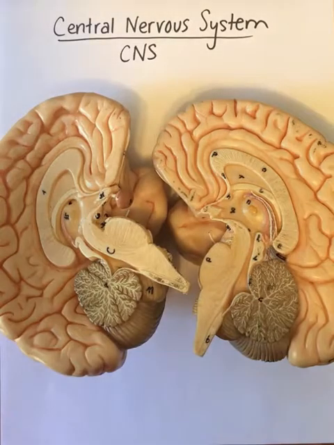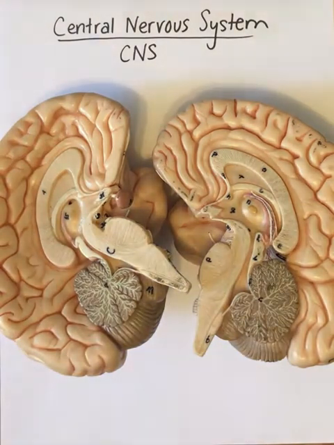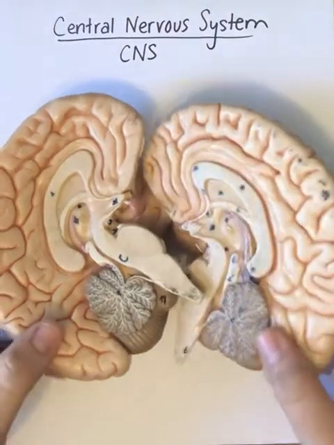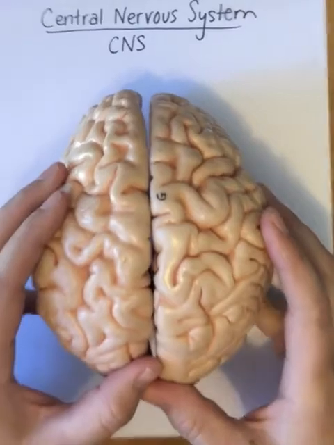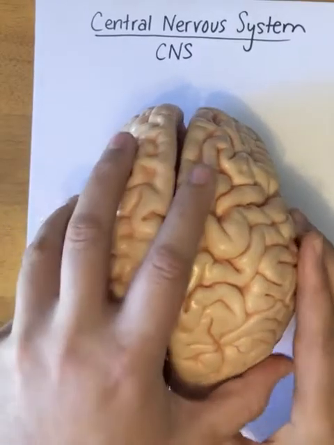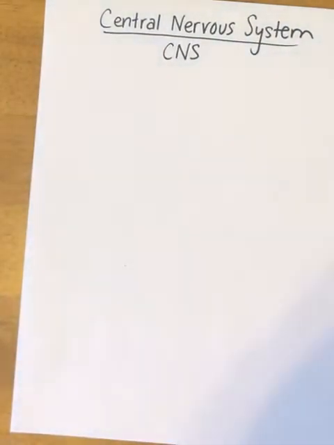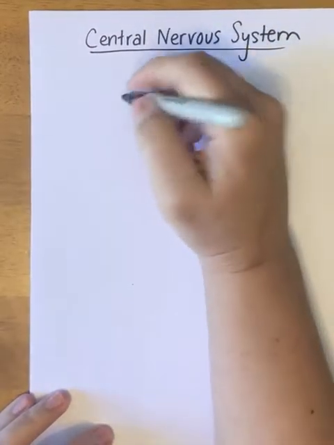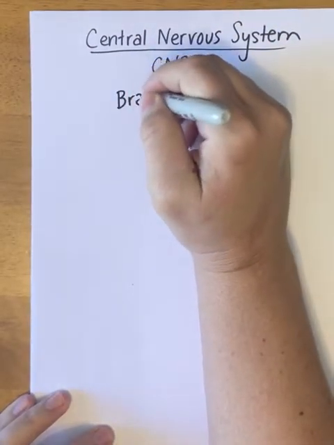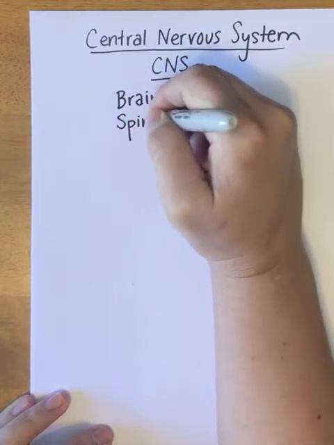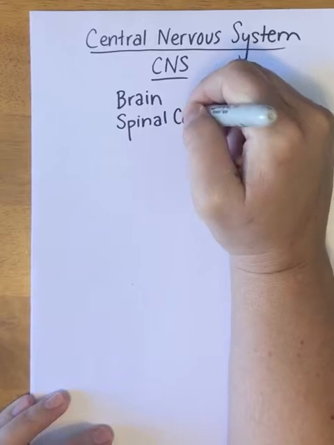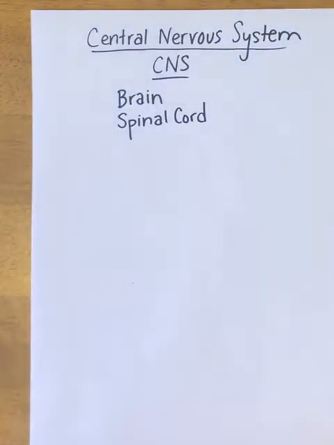All right, we are going to discuss the central nervous system. So I have a brain model in front of me, and we're going to be using pictures to discuss this brain. When we talk about the central nervous system, it is going to include the brain, which we're going to go in great detail on, and the spinal cord. So we're going to go through the anatomy of the brain and spinal cord.